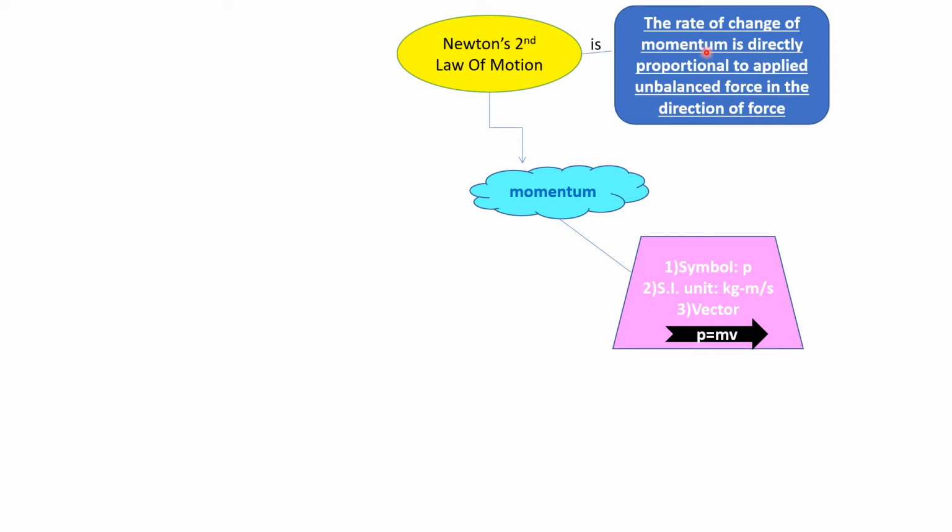So when the velocity of the body is changing, then at what rate it is changing, that directly depends upon the applied unbalanced force. In the first law, we have seen this, that the body would change its state only when the unbalanced forces act on it. Right? So the moment it changes its state or its velocity, its momentum will also change. This is what Newton's second law says: that the rate of change of momentum is directly proportional to the applied unbalanced force in the direction of force. I hope the statement now is clear.